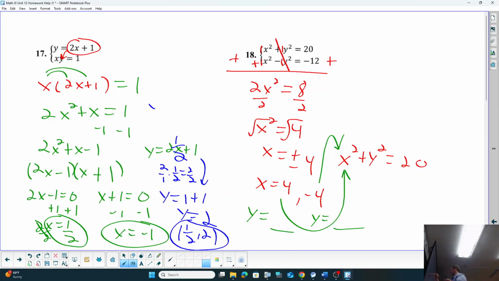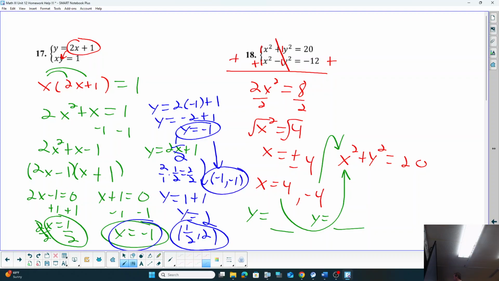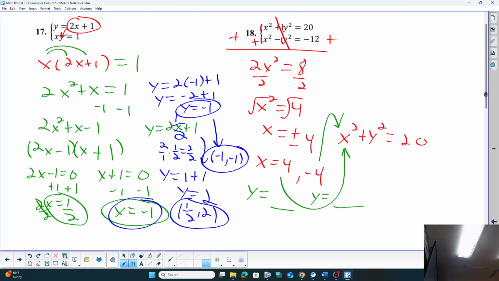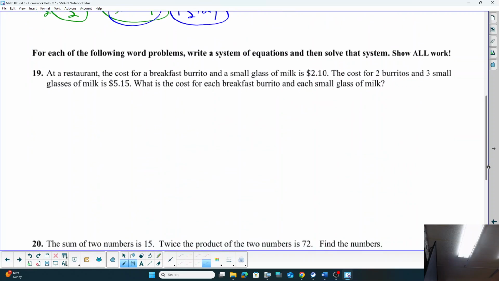Now we'll plug in the negative 1. Y equals 2 times negative 1 plus 1. That's going to be y equals negative 2 plus 1 is y equals negative 1. So we get negative 1, negative 1 is our other solution there. Man, these are awesome. You got this. We love this Unit 12. We're loving it. Loving Unit 12.